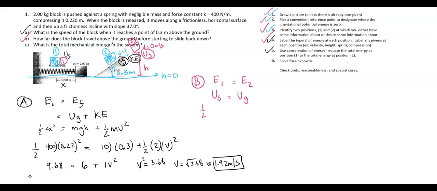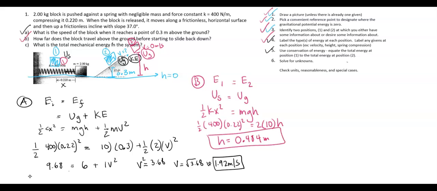So spring energy is what? 1/2 kx squared. Gravitational potential energy is what? mgh. So we are left with what? 1/2 k is 400. x we know is 0.22 squared. Mass is 2. g is positive 10. Height we want to find. And when I plug it in, I get 0.484 meters.